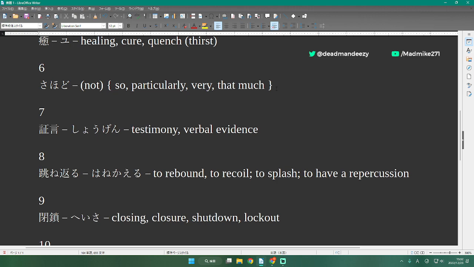Sahodo. Sahodo is kind of an ambiguous amount. Sahodo. Not particularly or particularly and very much. Sahodo.